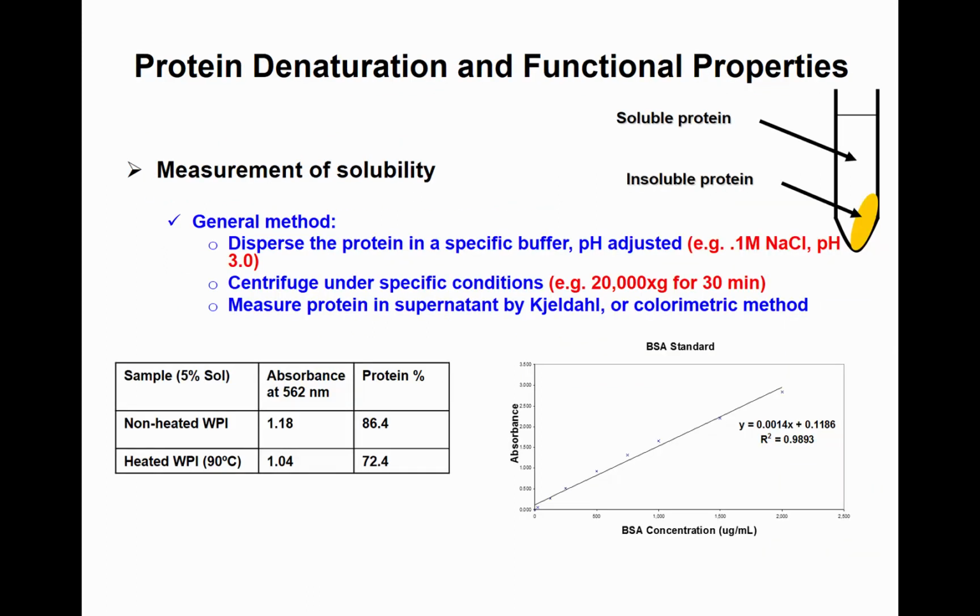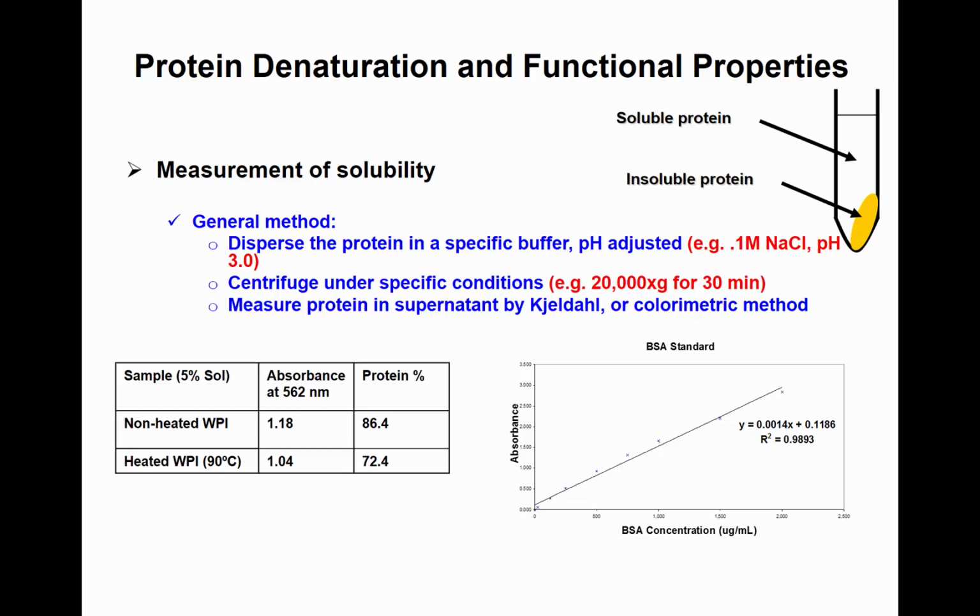impact. How do we measure solubility? It's a very simple method to measure solubility. You put protein in solution at specific ionic strength and pH, and then you spin it down. You spin it down using a microcentrifuge or a regular centrifuge, depending on the amount of solution you have. And then you take the supernatant and measure protein in the supernatant. And then you take that divided by the total protein, multiplied by 100, you get the amount of protein that was soluble.